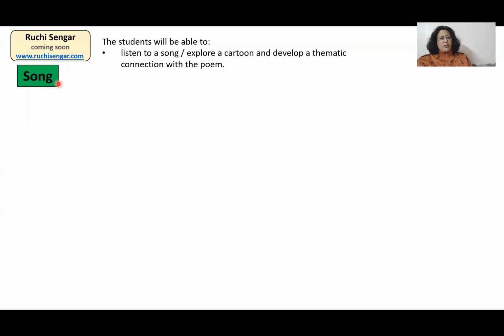Because when I use this song, it allows me to target the listening skills as well as the poem. So I'm doing literature as well as my listening skills. This is one integration of art. So, develop a thematic connection with the poem.